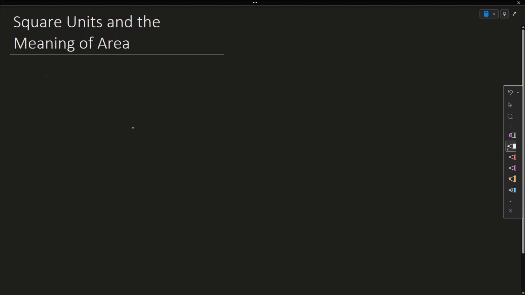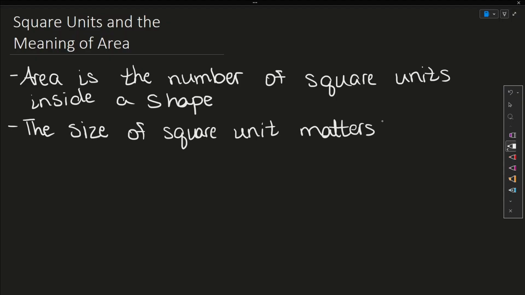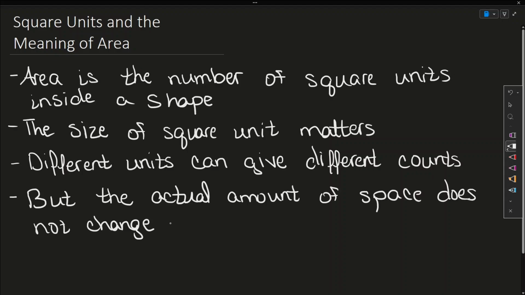So, let's summarize. Area is the number of square units inside of a shape. The size of that square unit matters. And it matters because different units can give different counts. But the actual amount of space does not change. That distinction is so important.